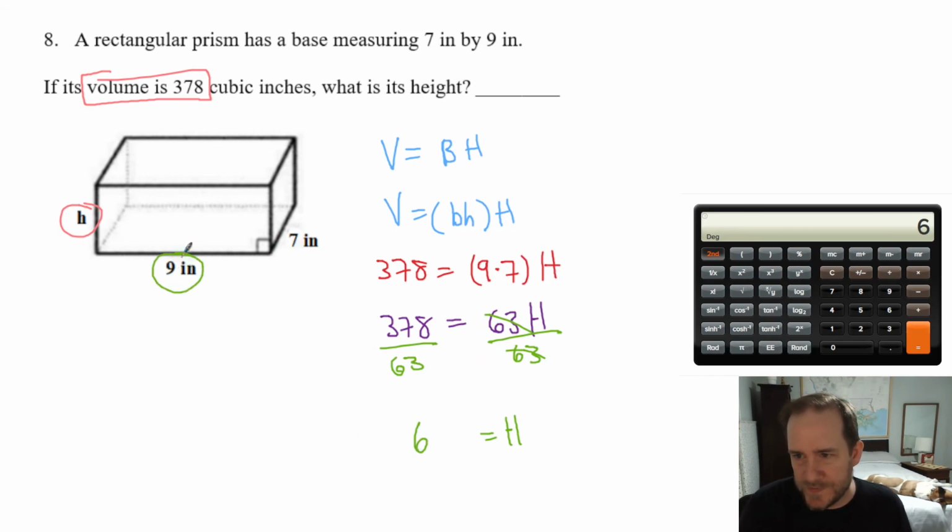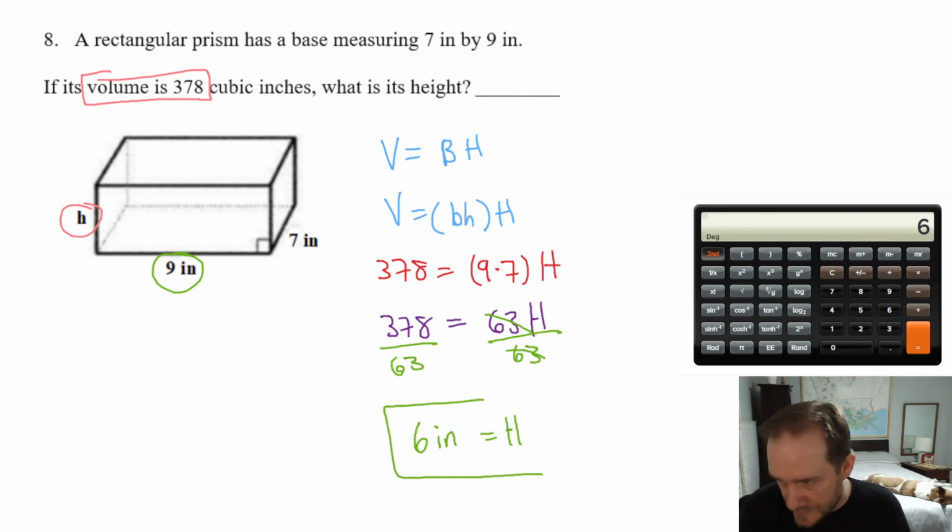Alright, so if all these dimensions are inches, then this 6 must also be inches. Again, remember, it's not a volume. It's just a height. It's just a linear dimension. So that would be plain old inches, not cubic inches, just plain old inches. But that's it for this one.